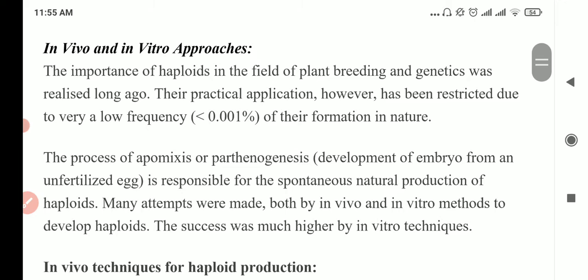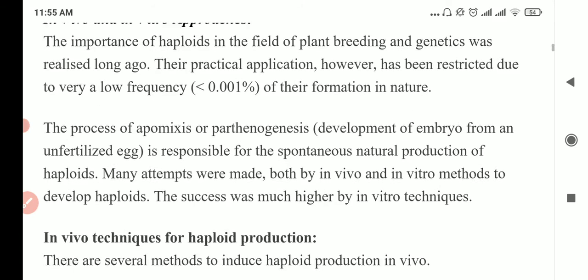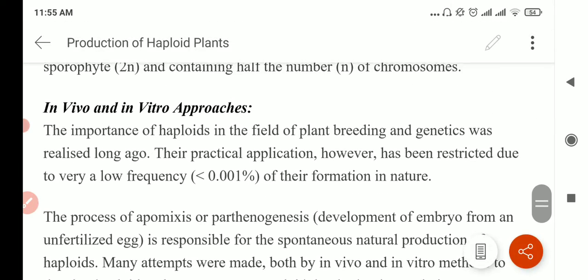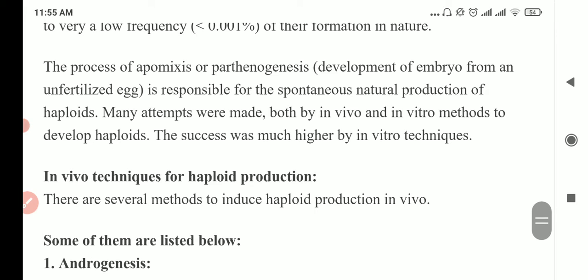So in vivo and in vitro approaches. Do you know what is parthenogenesis? Without any fertilization, from the egg only, a zygote formed by itself. Parthenogenesis is just like Jesus, no? He came from the womb of Mary without any fertilization.